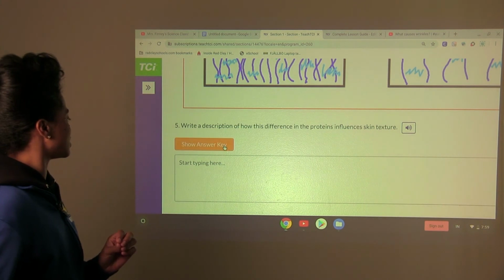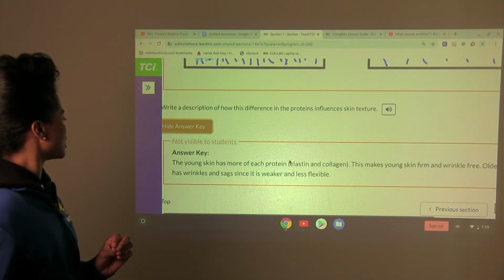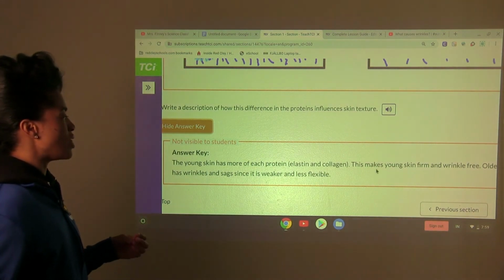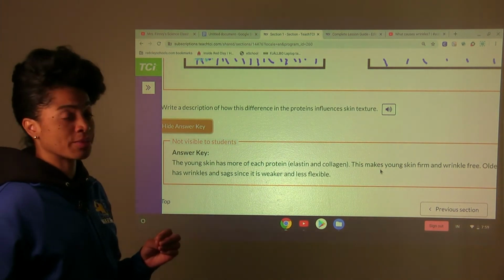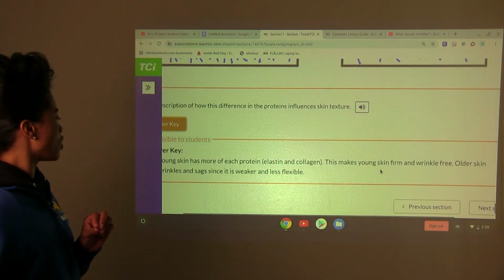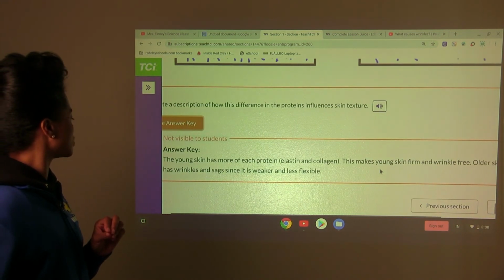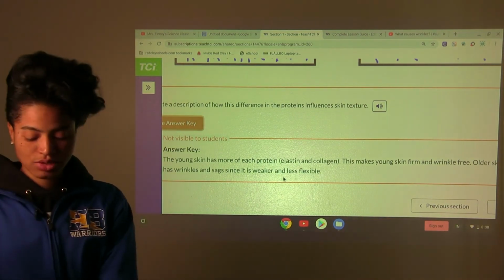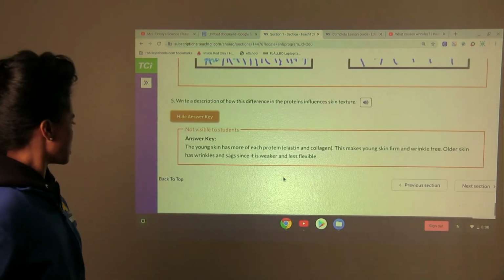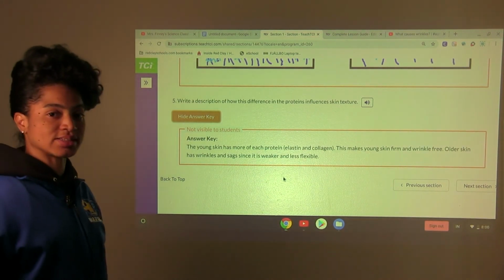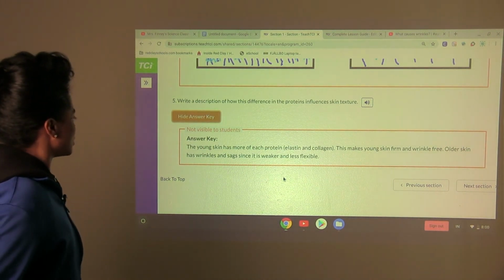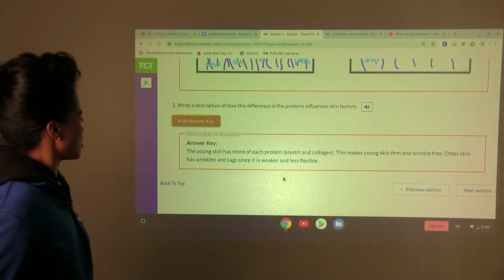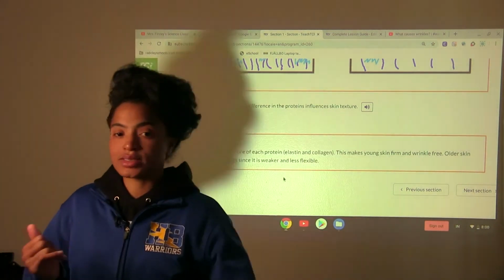All right, I want to share this answer with you. So as mentioned, the young skin has more of each protein, elastin and collagen. This makes young skin firm and wrinkle-free. Older skin has wrinkles and sags since it is weaker and less flexible. Okay, so I want to put this on the screen so you can see it. And if you need to jot this down, please go ahead and do so. All right. So that is our intro to lesson 8.